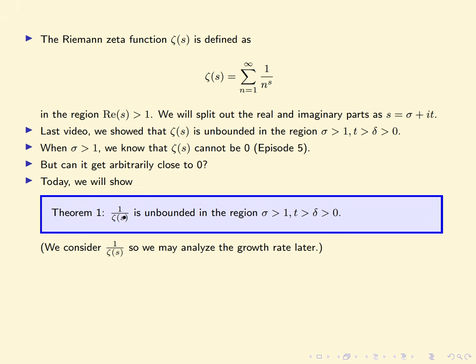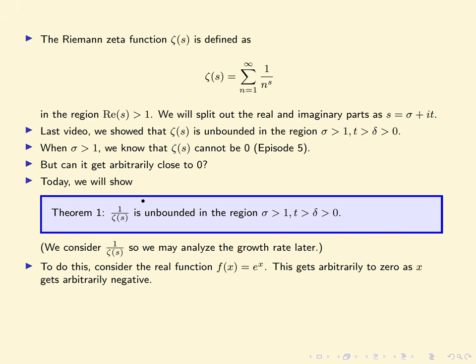Theorem 1. 1 over zeta of s is unbounded in the region sigma greater than 1 and t greater than delta greater than 0. Saying that zeta can get arbitrarily close to 0 is the same thing as saying that 1 over zeta of s is unbounded in some region. And the reason I'm focusing on 1 over zeta of s in this theorem is so that later on we may consider the growth rates of 1 over zeta of s. Usually it's more natural to say that 1 over zeta of s is bounded by some growth rate than to say that zeta of s approaches 0 at some rate. So that's the reason we're phrasing it this way, but it means the same as zeta getting close to 0.